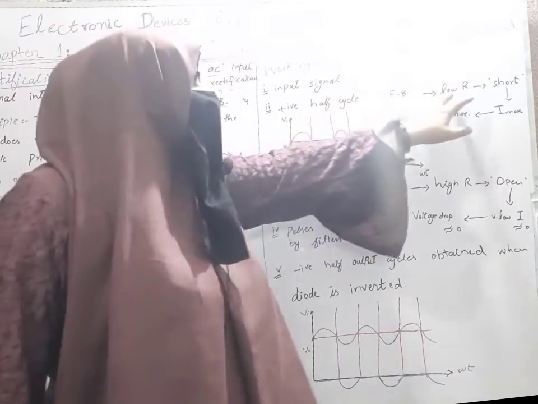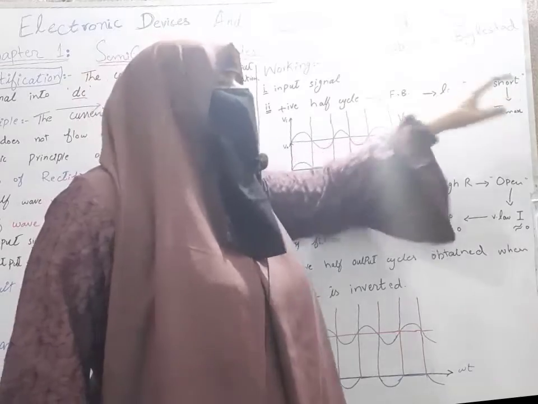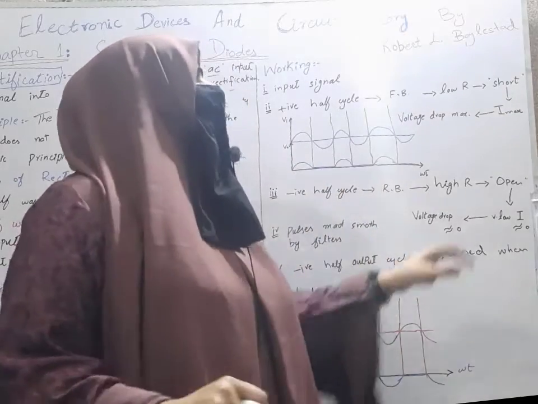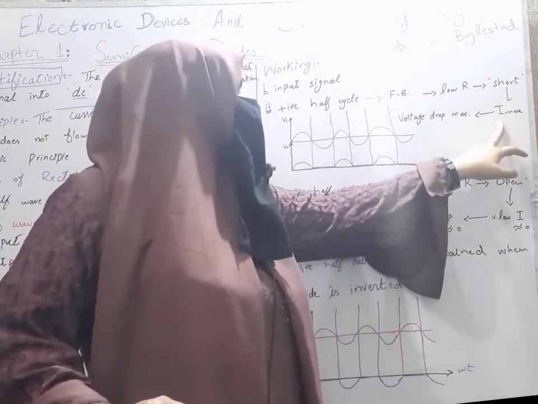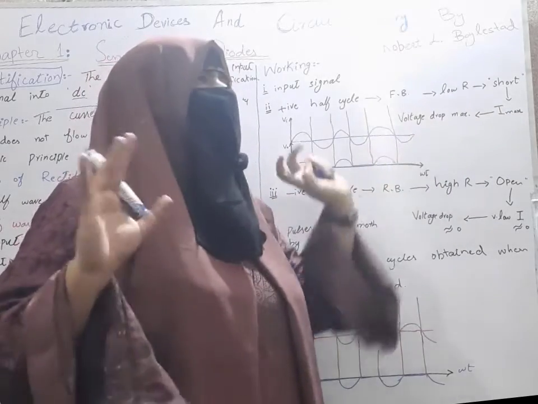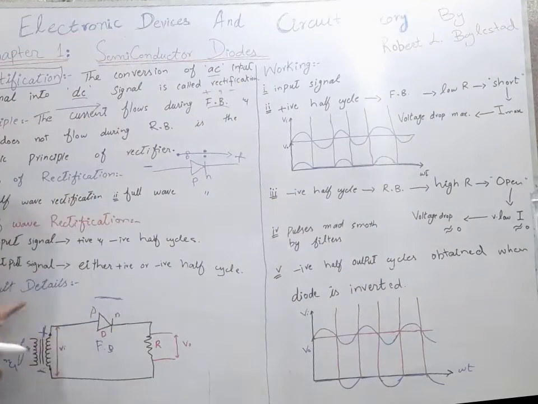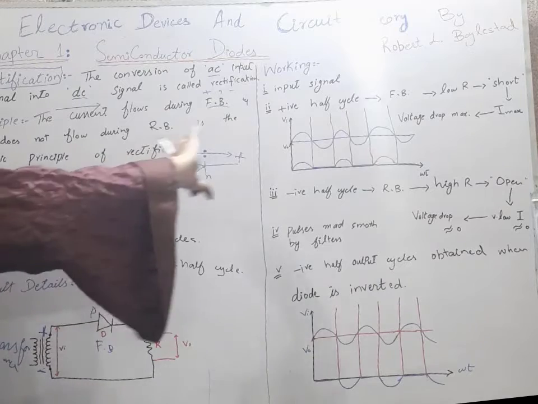We will have very low resistance. Our circuit will behave as the short circuit. We will have the maximum value of current and our voltage drop will be maximum. So in forward biasing condition, you have to note all of these steps.